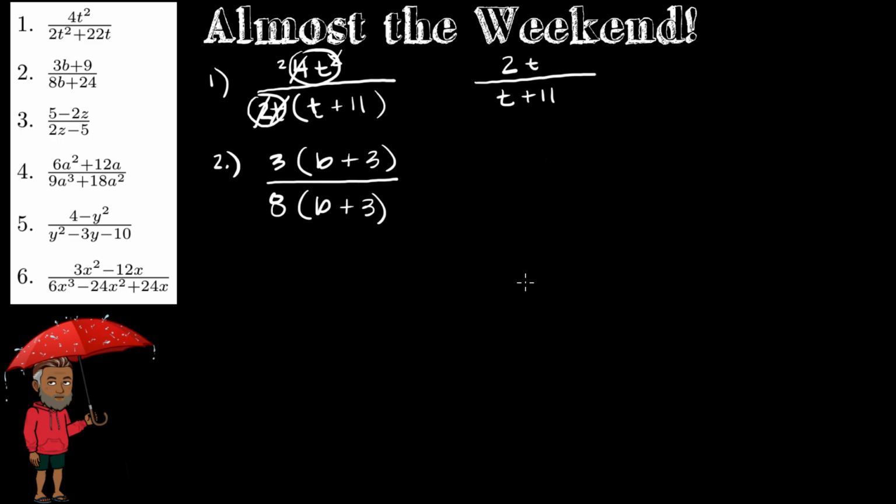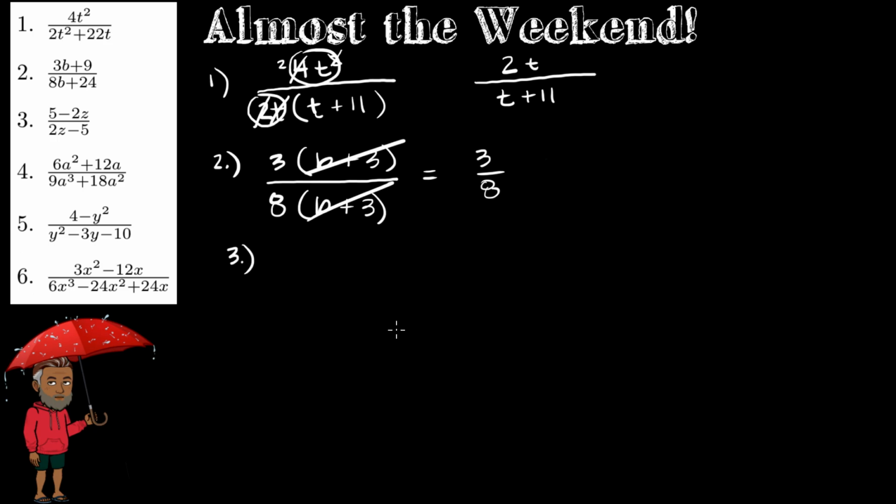So now what we have is on the top a monomial and a binomial, and on the bottom a monomial and a binomial. Now remember, binomials can only cancel other binomials if they're exactly the same, kind of like those guys. Now 3 and 8 have no common factors, so my final answer here is going to be 3 over 8, or 3/8.